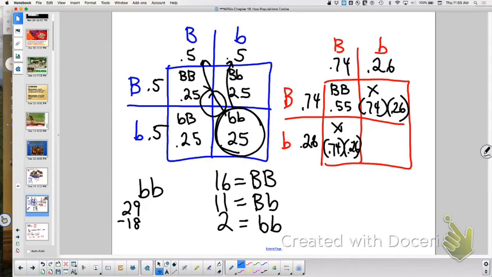What's 0.74 times 0.26? 0.19. So we'll say 0.19, and you have 2 of those, right? 2 heterozygote boxes, big B, little b, right? So what is 2 times 0.19? 0.38. And how many people do we have in the room? 29. So take 29 times 0.38. 11.02. Just as we predicted.